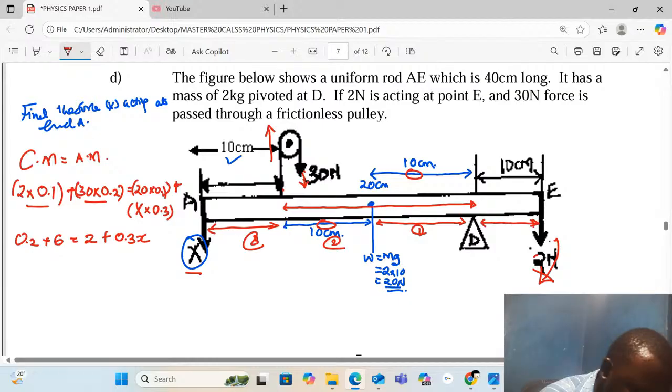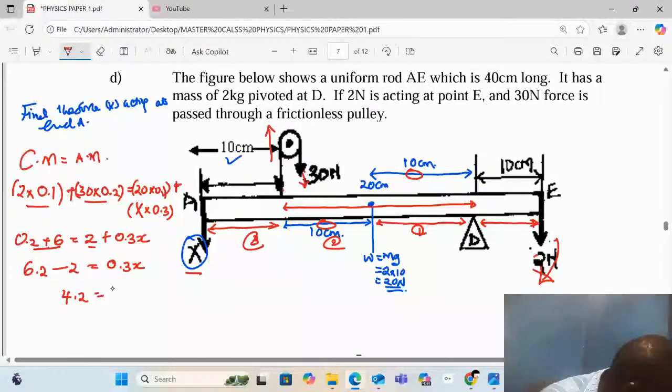Okay, so we make 0.3 X the subject of the formula. We group the like terms together. So the 0.2 minus these 2 is equivalent to 0.3 X. So our X is equivalent to that divided by 0.3.